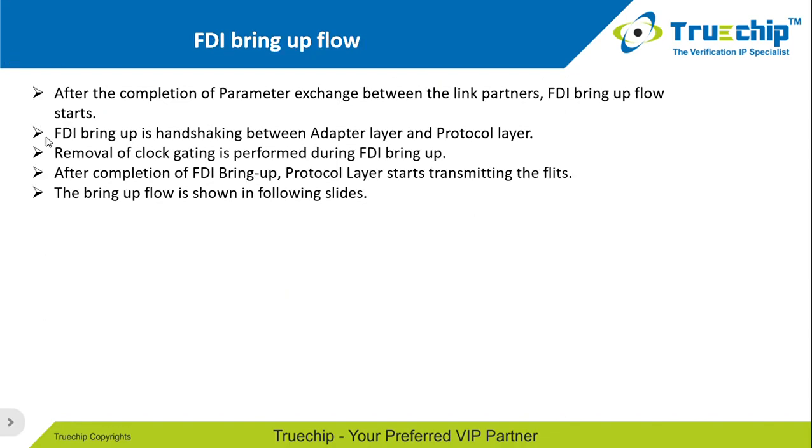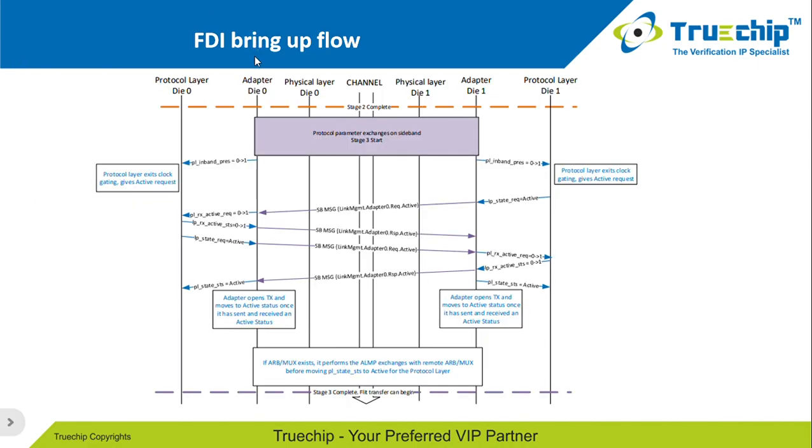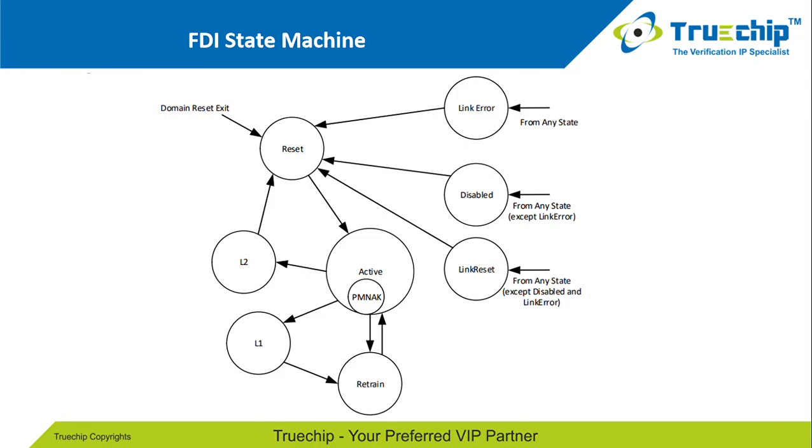So after the completion of parameter exchanges, the FDI bring up flow will be started. The adapter layer will start the FDI bring up flow to the protocol layer, which is performed for the removal of clock gating. After the completion of FDI bring up, the protocol layer will start transmitting the FLITs. So here we can see the FDI bring up flow, which will be started after the completion of stage 3, which is parameter exchanges. After the FDI moves to the active state, the FDI bring up will be completed, and the protocol layer will start transmitting the FLITs.